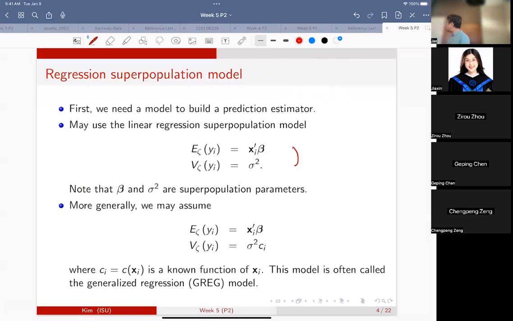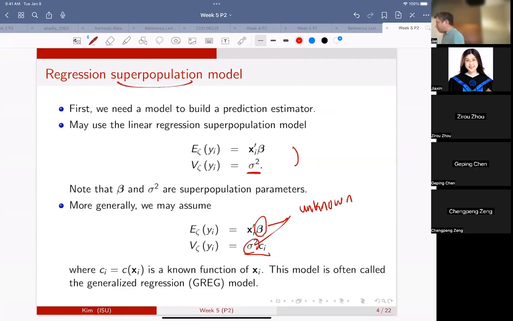And if you are not really comfortable with making an equal variance assumption, then you can assume that the variance increases with some function of x. So you can assume that c_i is known, but the parameters beta and sigma square are unknown.